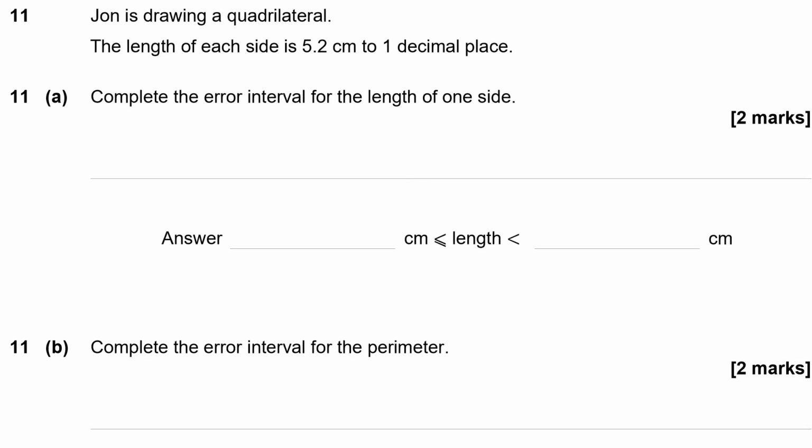John is drawing a quadrilateral. The length of each side is 5.2 centimeters to one decimal place. Complete the error interval for the length of one side. Okay, so I tend to do these with a number line to start off with.